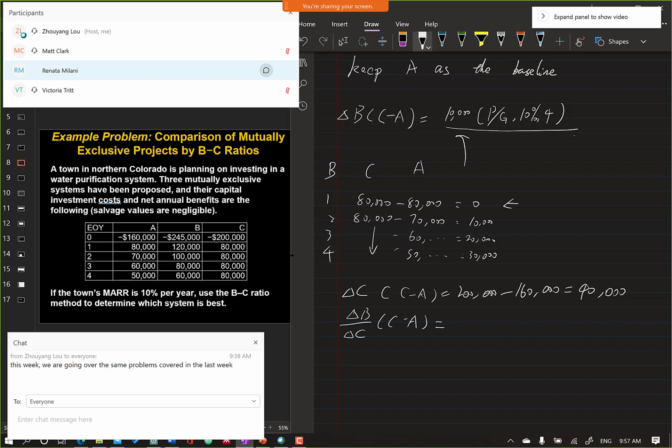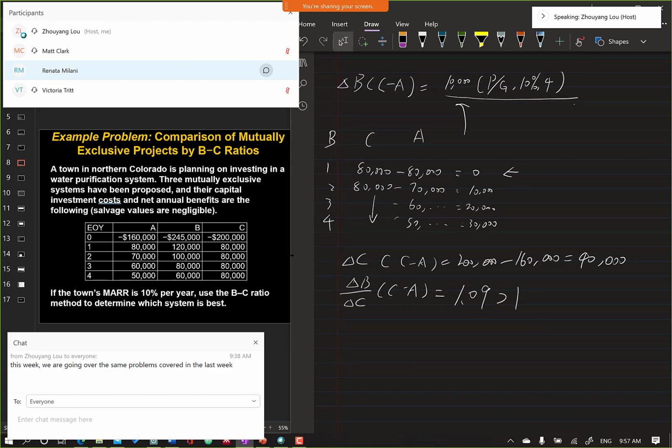Yeah, I think that's clear. So just plug in those two numbers, and then we will get this ratio is 1.09, which is greater than 1. So from this, we can conclude that C is better than A. So we can drop A and set C as the new baseline.